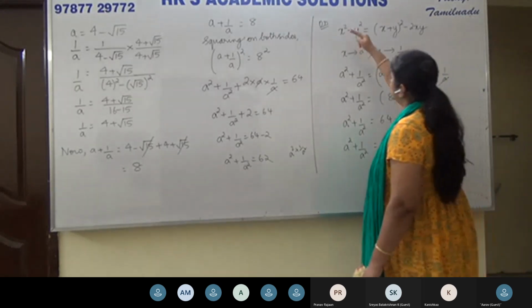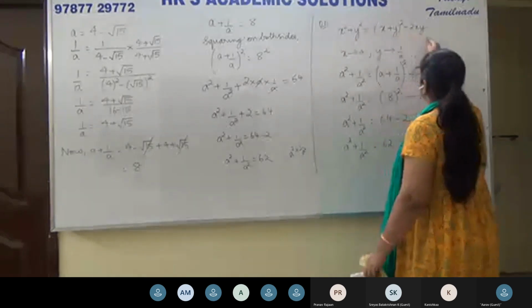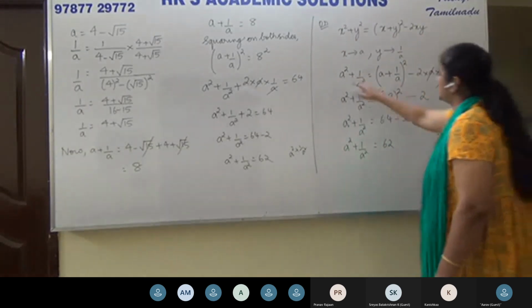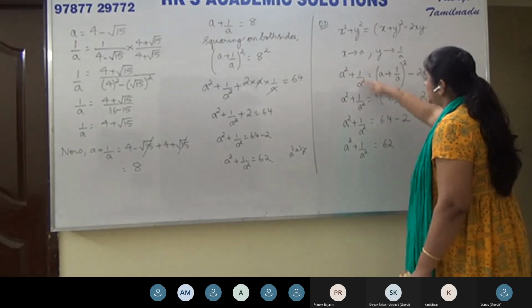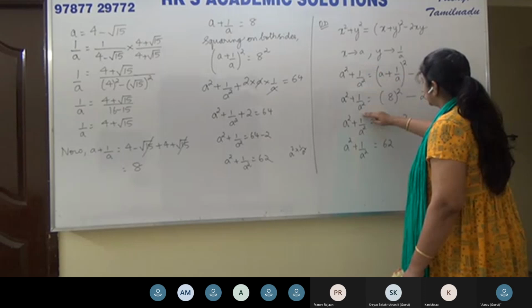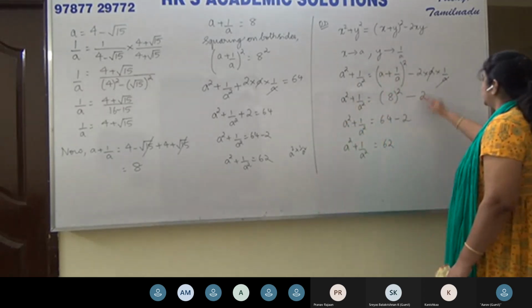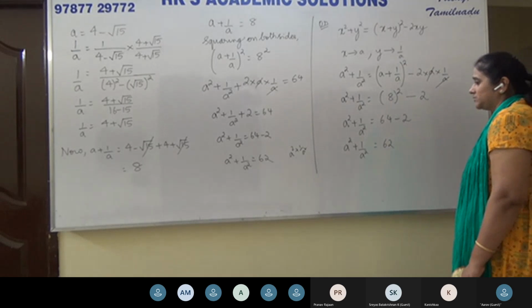And now instead of x we say a, instead of y we say 1 by a, and we rewrite this identity in terms of a and 1 by a. And this is how it looks. Substitute the values. a square plus 1 by a square is what you have to find. Write that as it is. This one, we have already got the value, 8. Substitute. Minus 2, because a and 1 by a get cancelled. Minus 2, so 64 minus 2, 62.